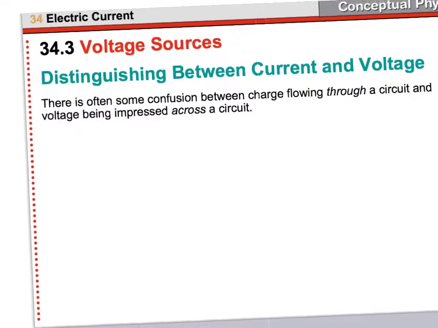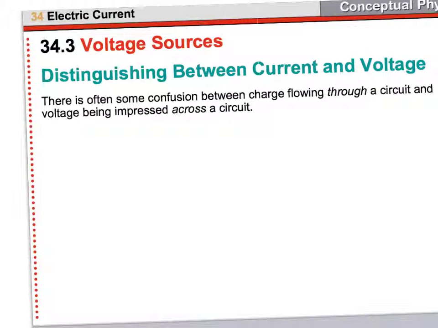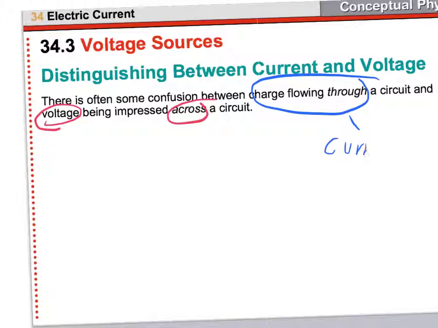It is very important to understand the difference between current and voltage. Voltage is the electric push or pressure. Voltage is across a circuit. It's established across a circuit. Current is flow through a circuit. Charge flowing through, that equals current. And that's measured in amps or amperes. Voltage is electric pressure. Current is electric flow.